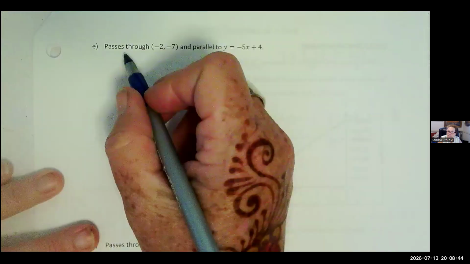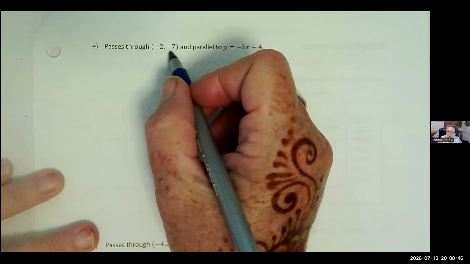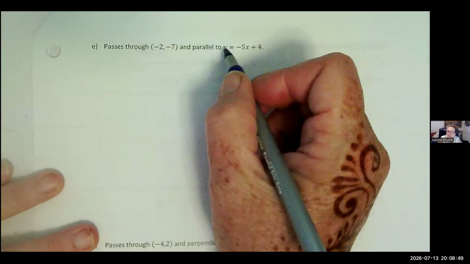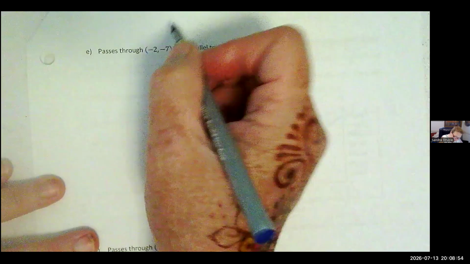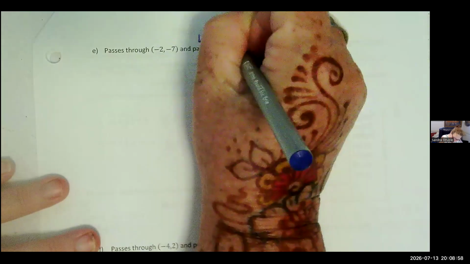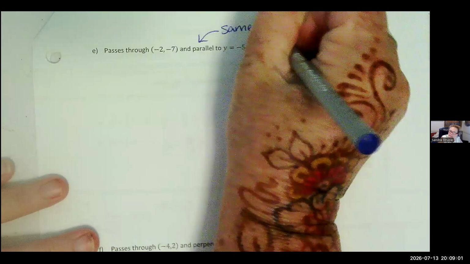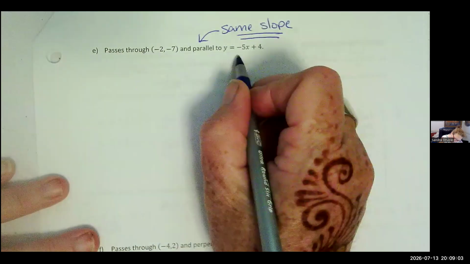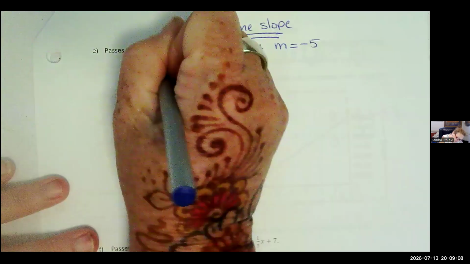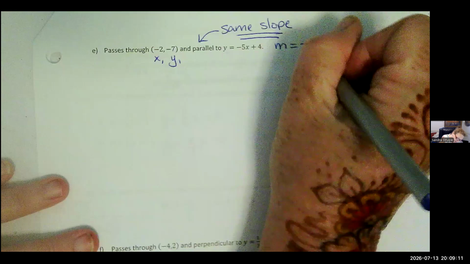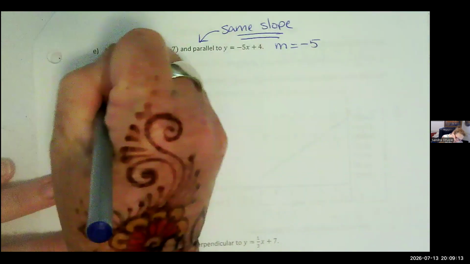Okay, the next one passes through the point (-2, -7), but is parallel to y equals -5x plus 5. Well, if it's parallel to this line, that means it has to have the same slope. What is the slope for this one? It is -5. So using x sub 1, y sub 1, and we've got our slope. y minus y sub 1 is -7. m is -5. x minus x sub 1.